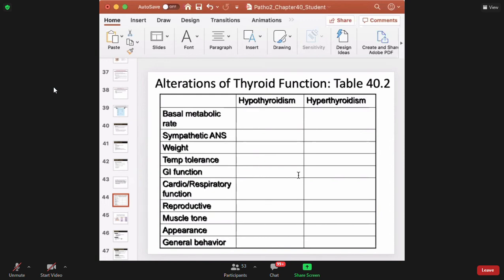Yeah. So, make the chart, compare hyper to hypothyroidism. You might want to do that.